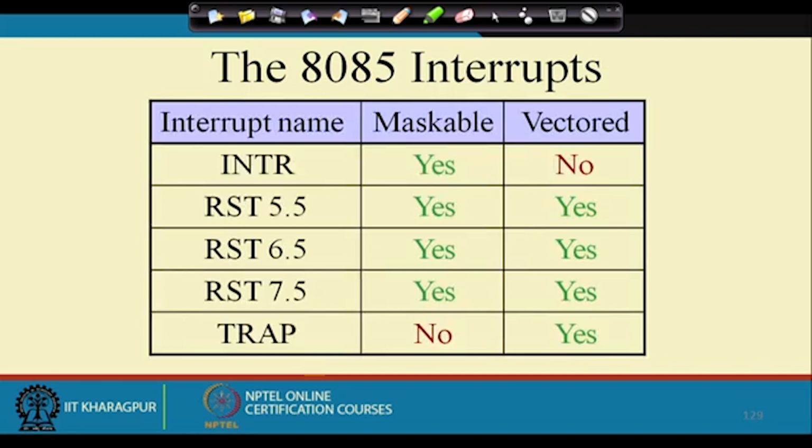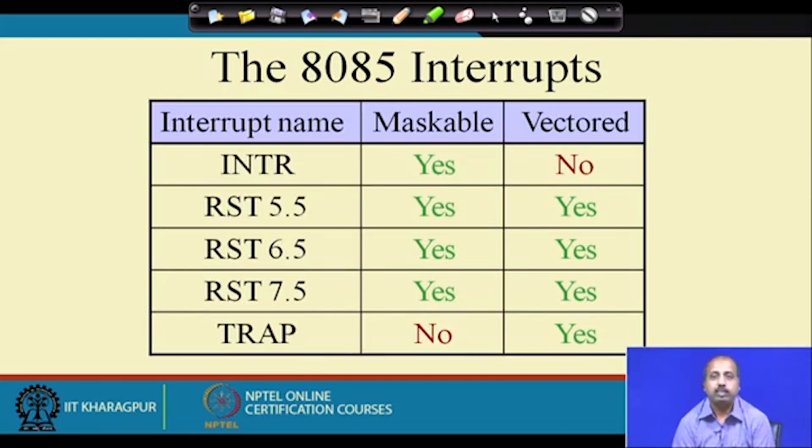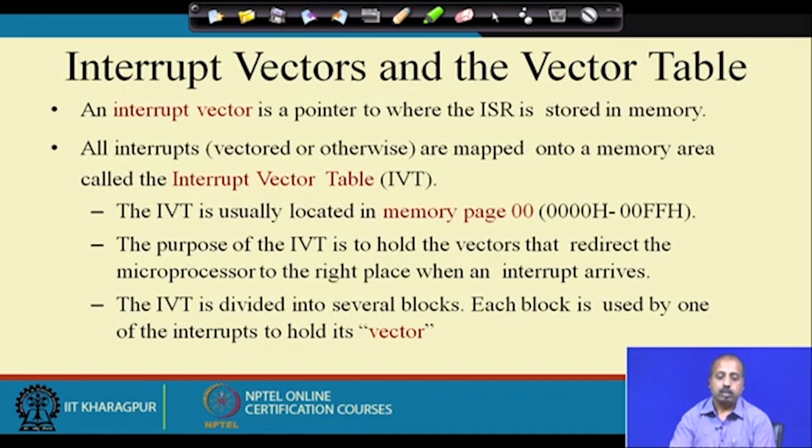So, to summarize, we have this INTR which is maskable and not vectored. RST 5.5, 6.5, and 7.5 are all maskable and vectored as well, and TRAP is a non-maskable interrupt and it is a vectored interrupt. So, the ISR address is known. Now, what are these ISR vector addresses? Where can we find these vectors?